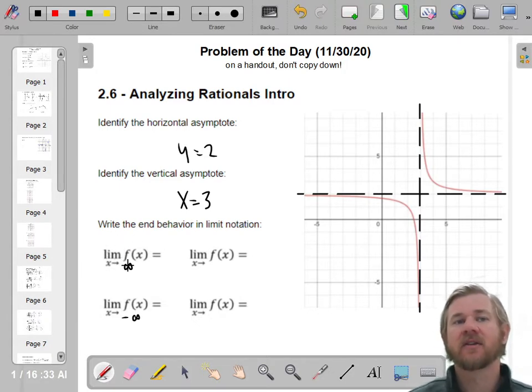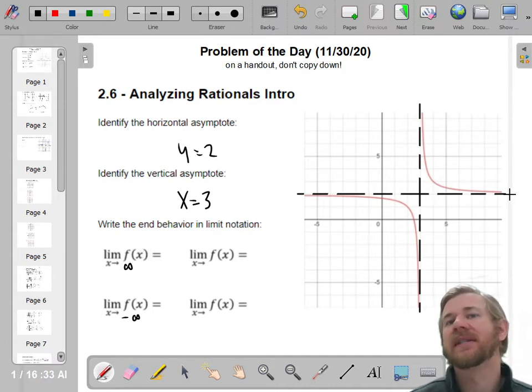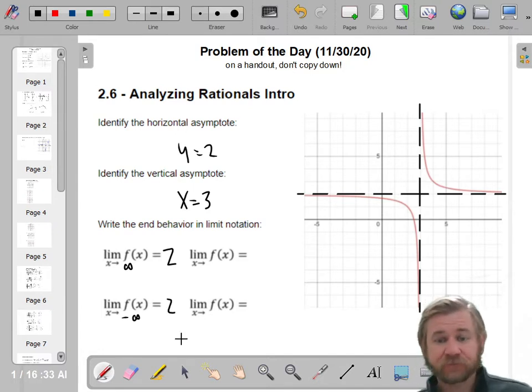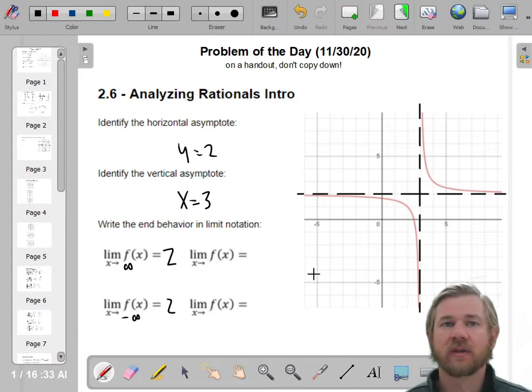This says as x goes to infinity. So that means as you go to the right, what is the y value getting closer and closer to? If you go to the right, notice how it is approaching y equals 2, the horizontal asymptote. So this is 2. And as it goes to the left, y is also getting closer and closer to 2. So when you're talking about horizontal asymptotes, you're saying what is the y value getting closer and closer to?